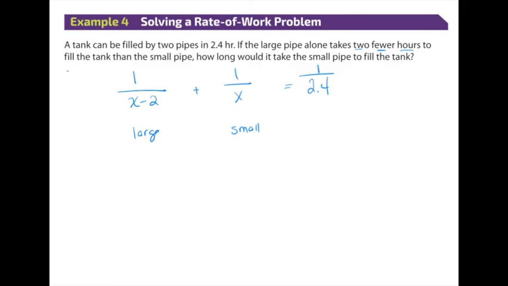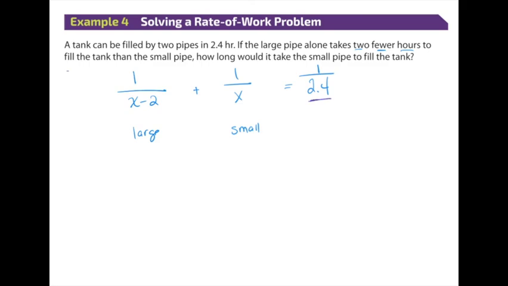The large one can fill it in x minus 2 hours. The small one can fill it in x hours, and together they can fill it in 2.4 hours. So I have yet another rational equation here. Now, my denominators are ugly, but individually they're already reduced. You can't factor these at all, right?